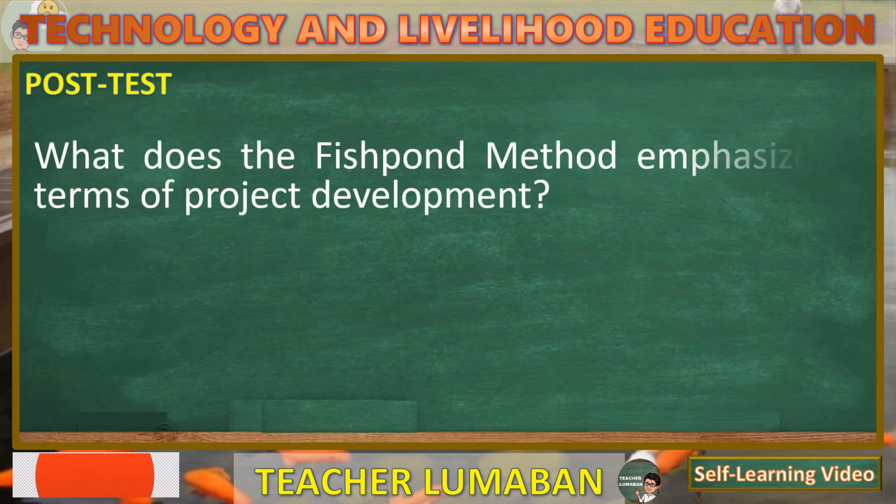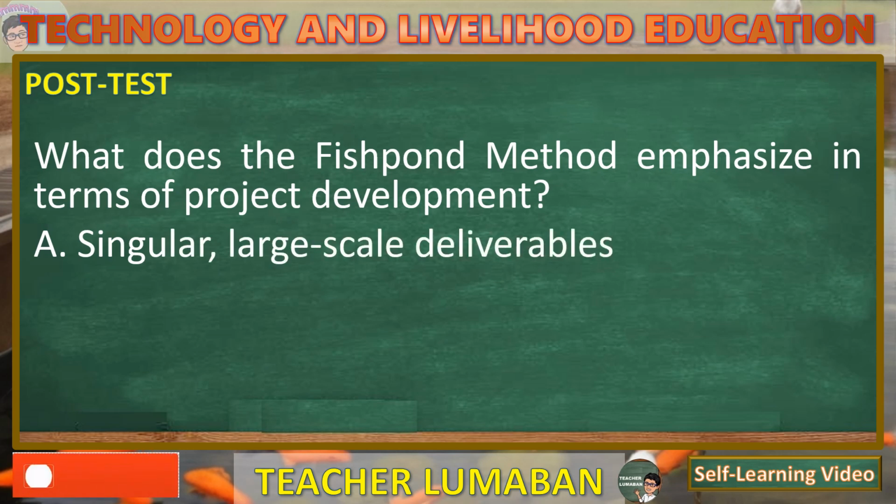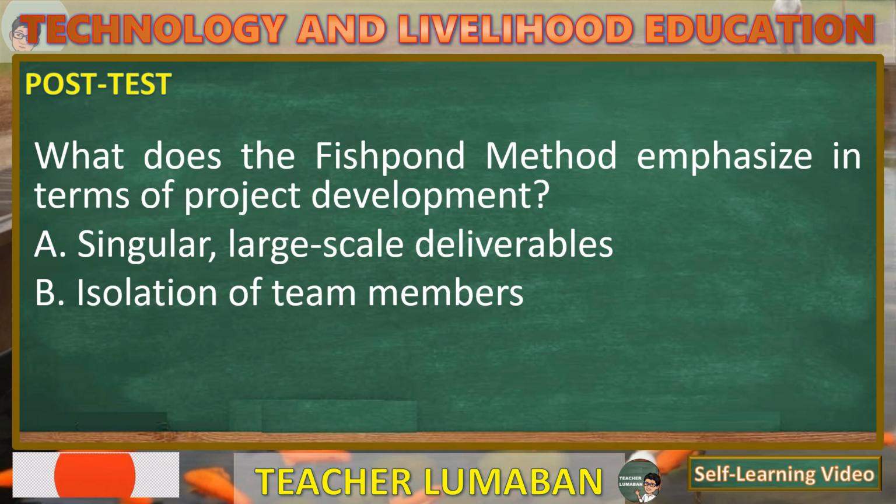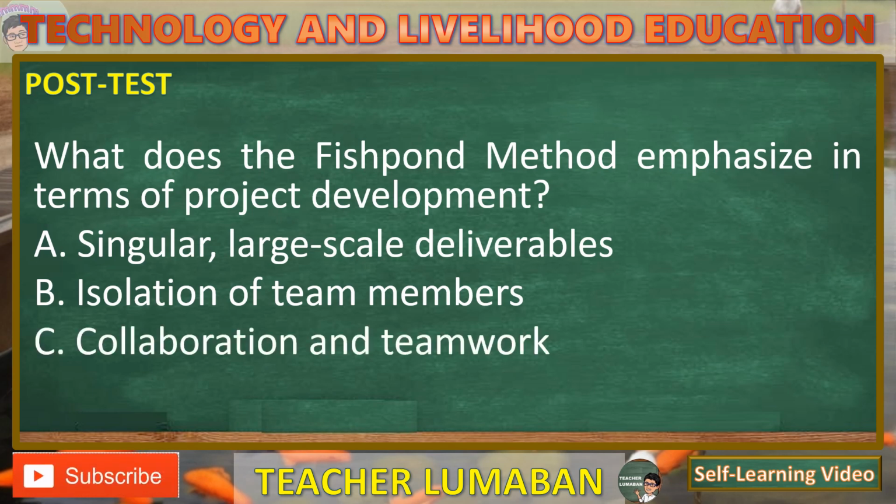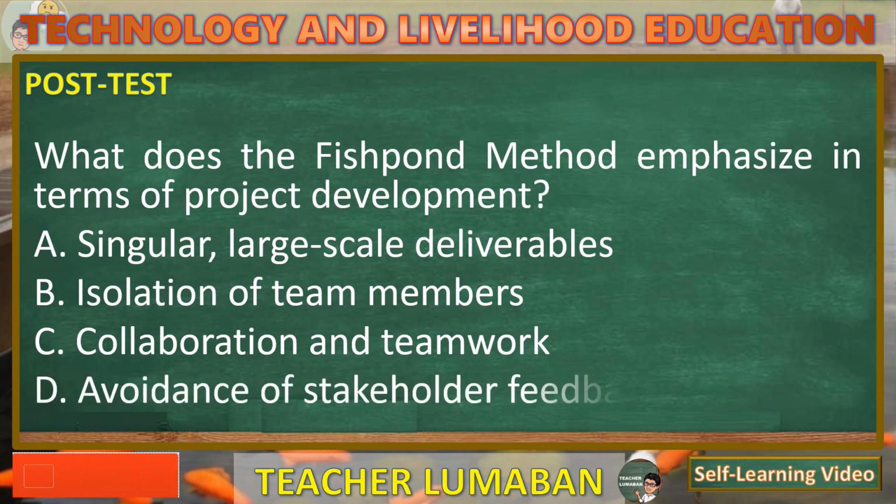What does the Fishpond method emphasize in terms of project development? A. Singular, large-scale deliverables. B. Isolation of team members. C. Collaboration and teamwork. D. Avoidance of stakeholder feedback.